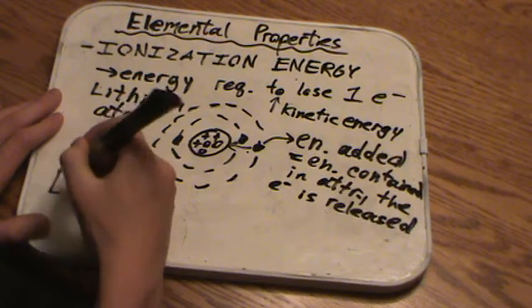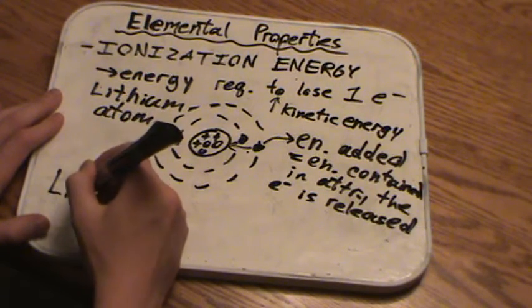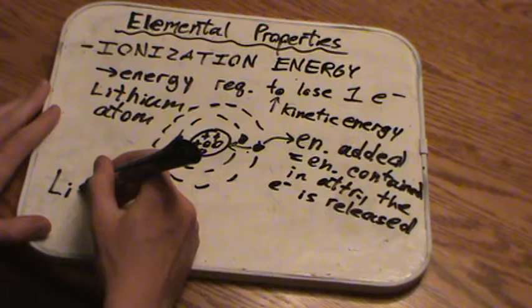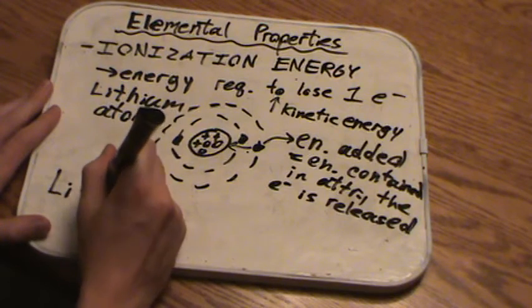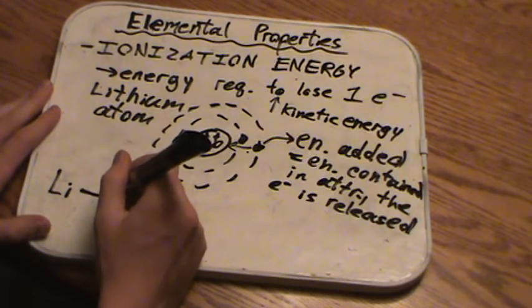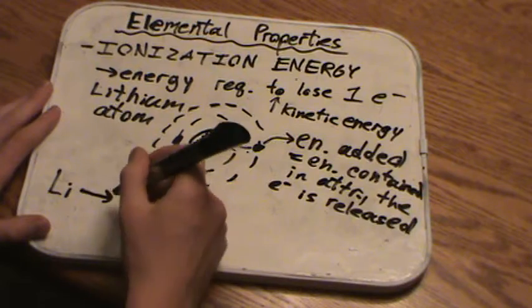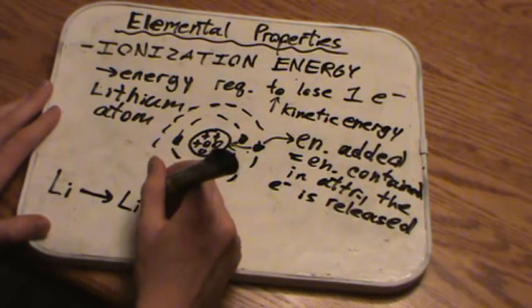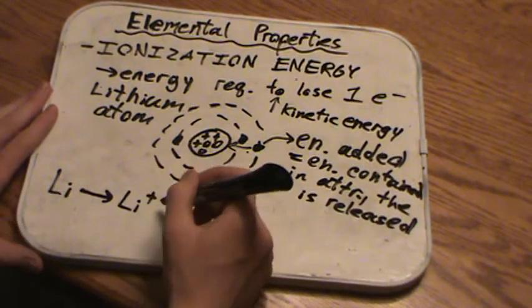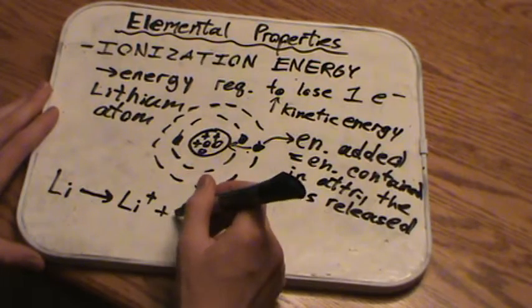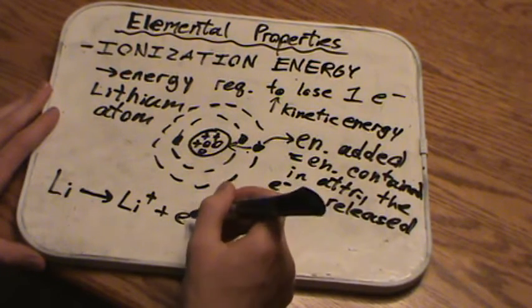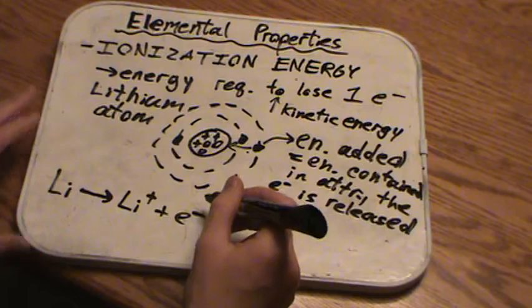So let's just say lithium. Let's ignore states for a second. We will talk about states in a later video. Lithium, when it is ionized, will become Li+. It will lose a negative charge, thus taking on a positive charge, and it will be left releasing an electron.